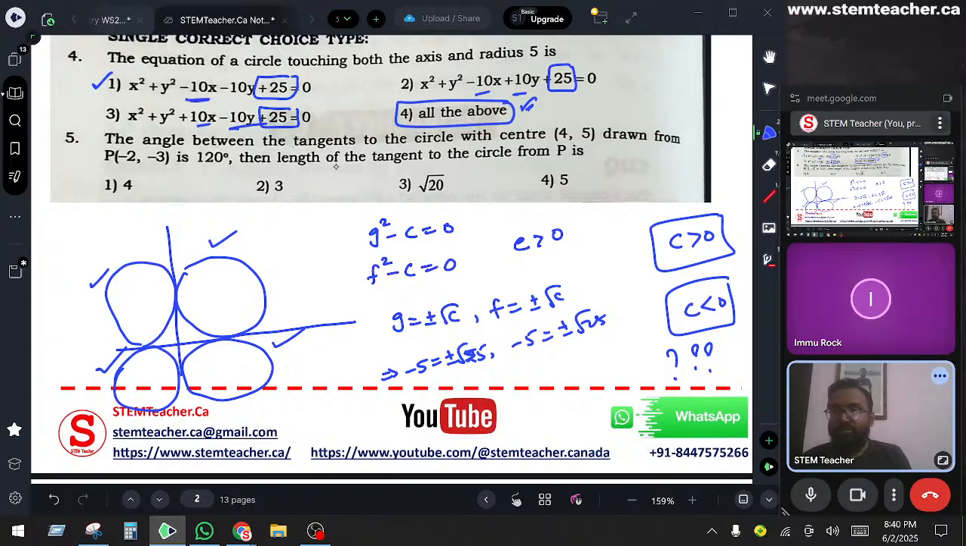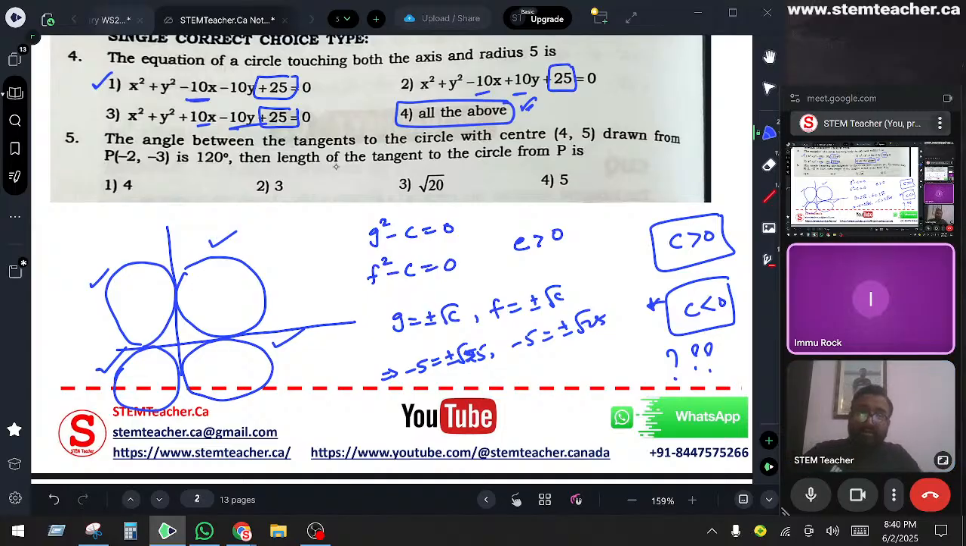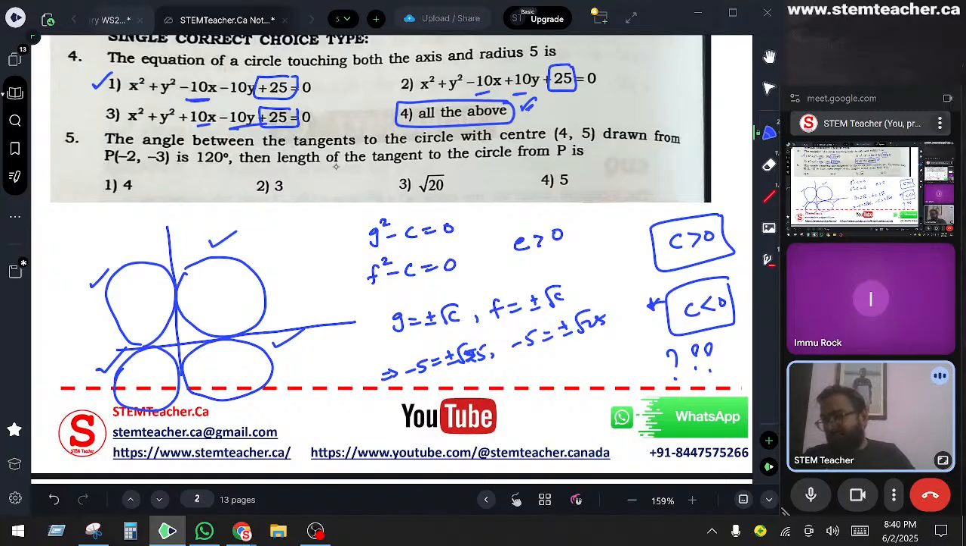So there is an issue. Root negative, this does not happen. But when C is negative, we have to see, this is a key point. Note it down. It's an important point. There is a logic.